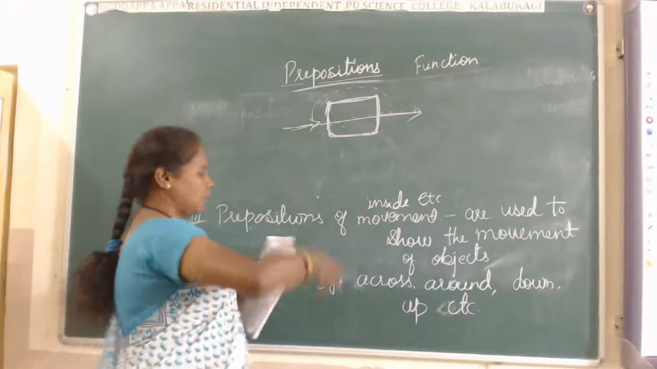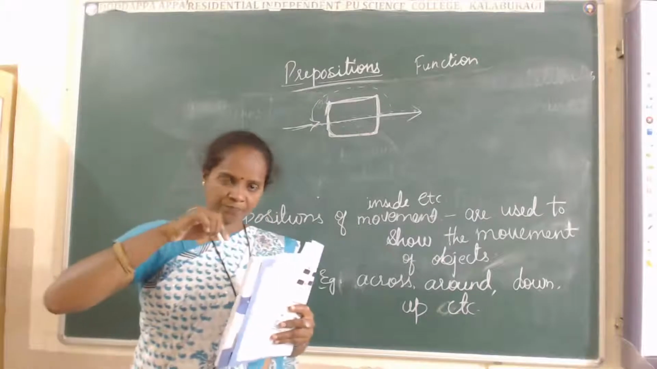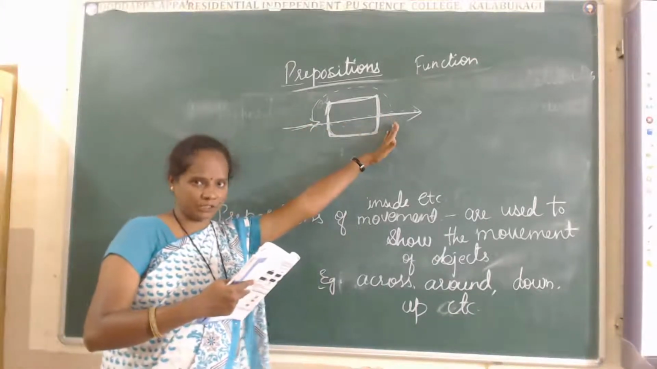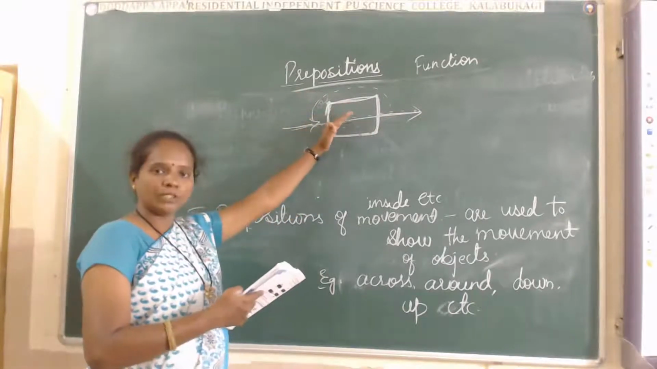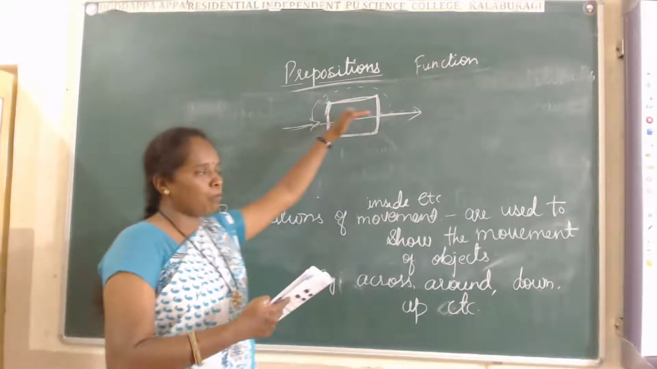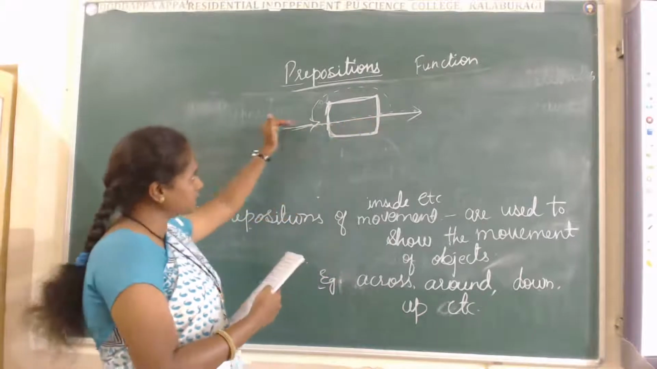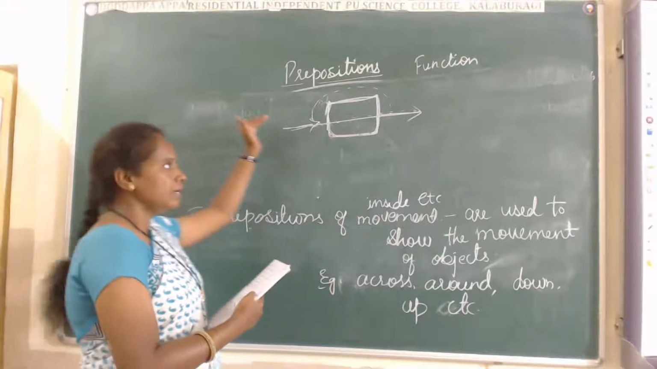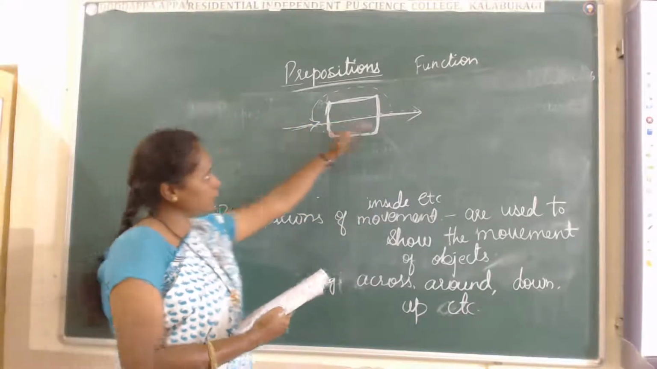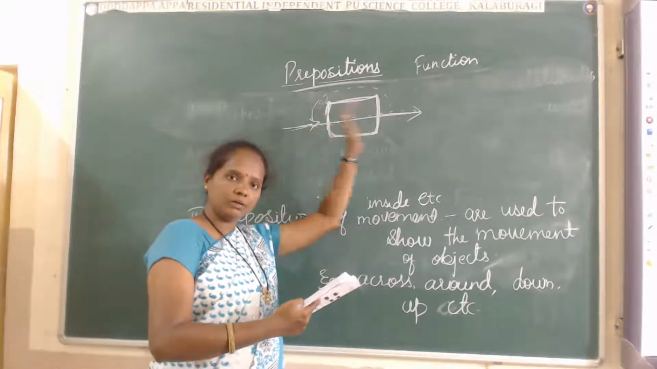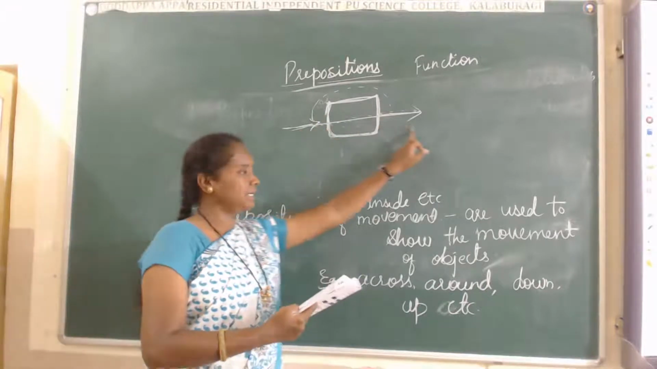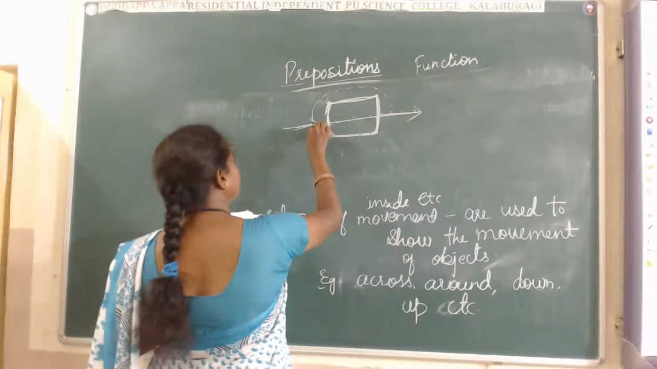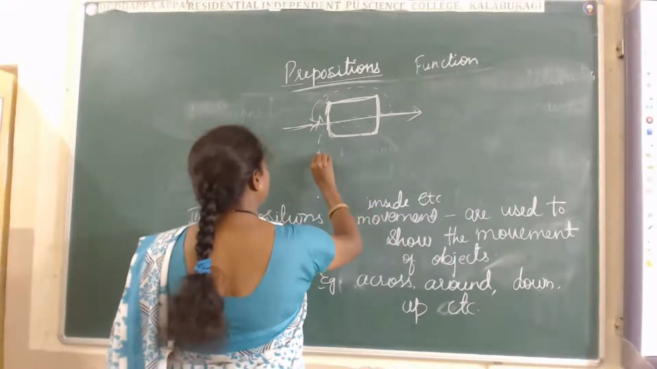Just to make it clear: around the book, and water entering. There is no exit point here, only an entrance point. So we say into the box. If we enter and exit at the next point, what happened? Through the box. There is an entrance and an exit. Okay.